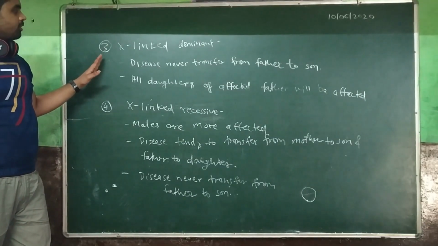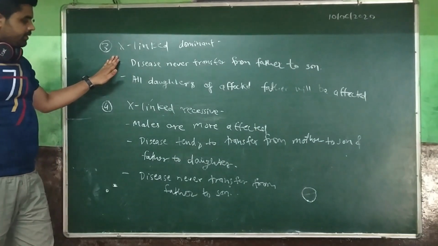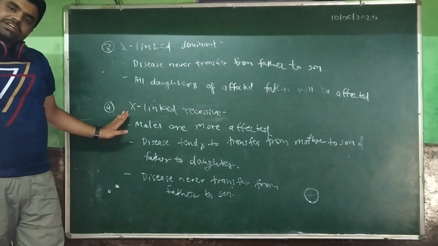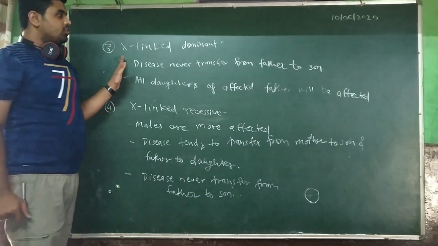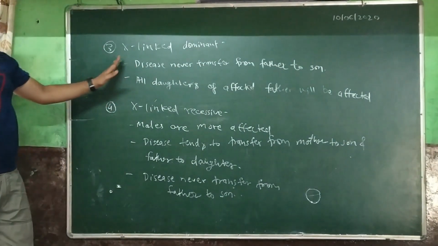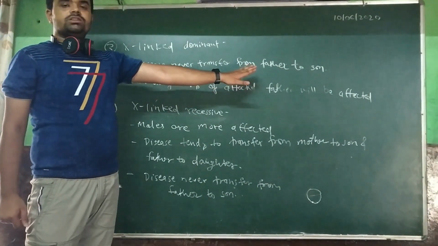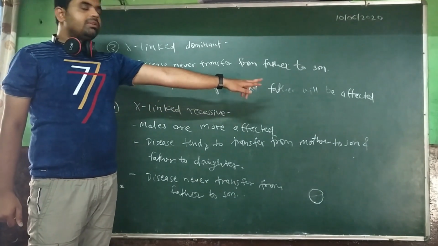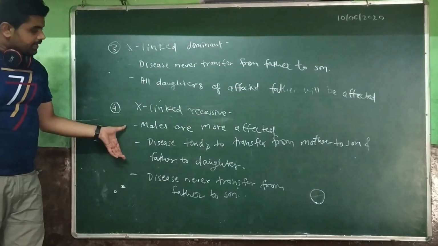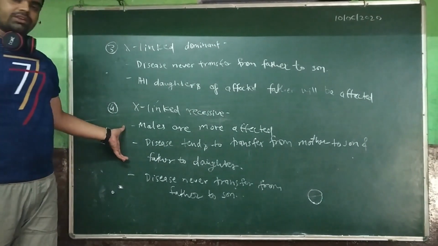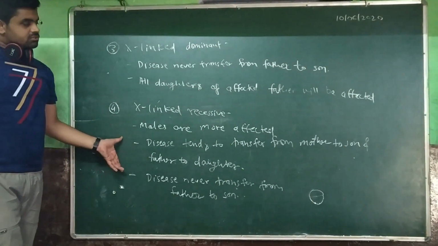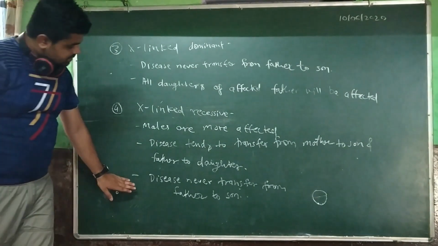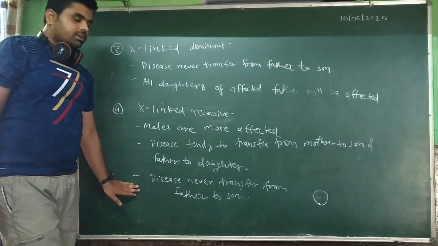The remaining 2 types of genetic traits are X-linked dominant and X-linked recessive. These are also called sex-linked genetic disorders. The key points of X-linked dominant disease are that the disease never transfers from father to son, and all daughters of an affected father will be affected. The key points of X-linked recessive disease are: males are more affected than females, and the disease tends to transfer from mother to son and father to daughter. And the last key point is that the disease never transfers from father to son.